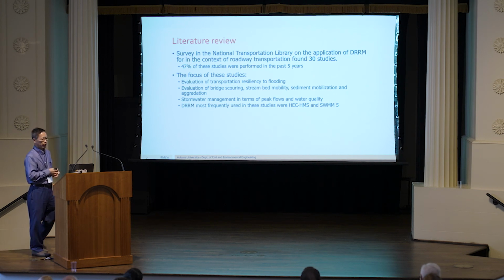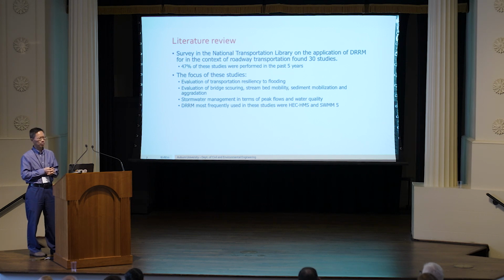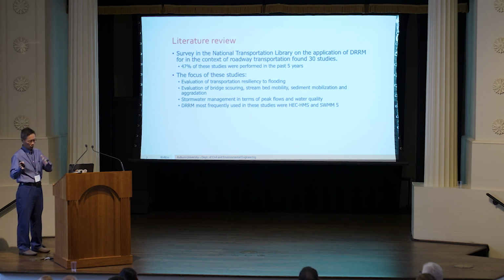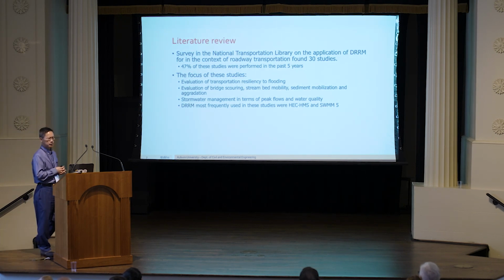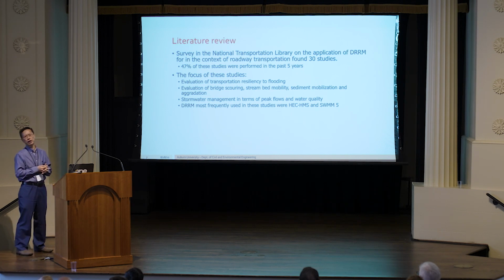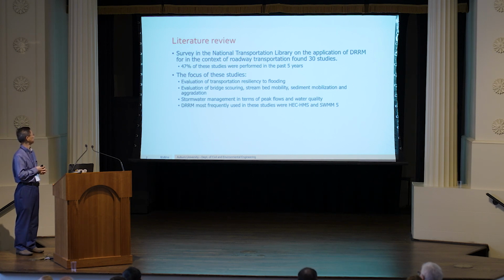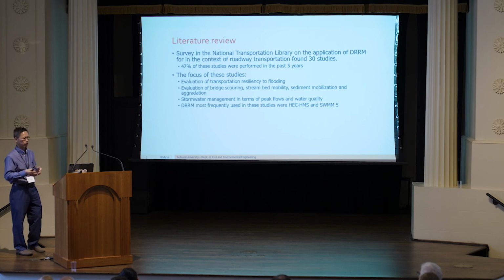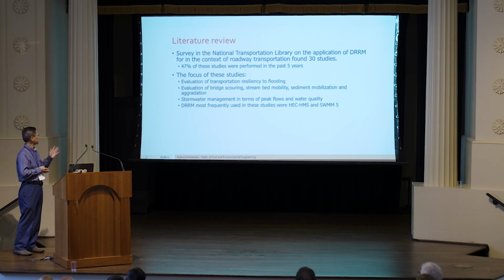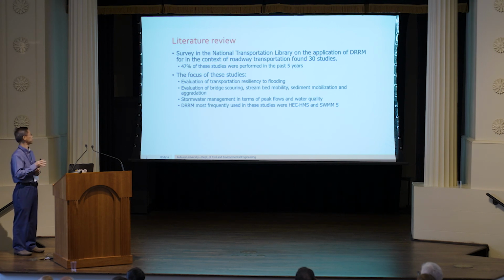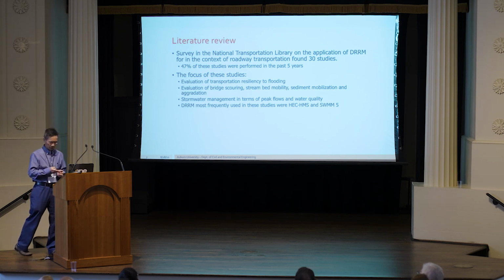For the literature review, we surveyed the National Transportation Library on the application of DRM and found 30 studies, and out of those 30 studies, 47% were published in the past 5 years. The focus of these studies was to evaluate transportation resilience to flooding, or evaluate bridge scour or streambed mobility, sediment mobilization, and aggradation. Some are on stormwater management, in terms of peak flow and water quality. The DRMs most frequently used in these recent studies are still HEC-HMS and SWMM 5.